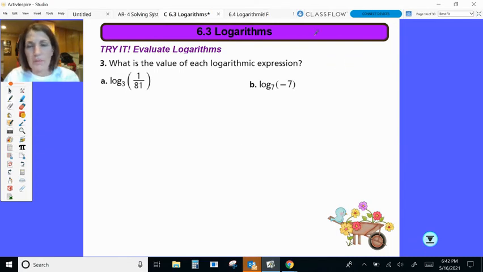You might want to shut the computer video off here and try this on your own, and come back and see how you do.